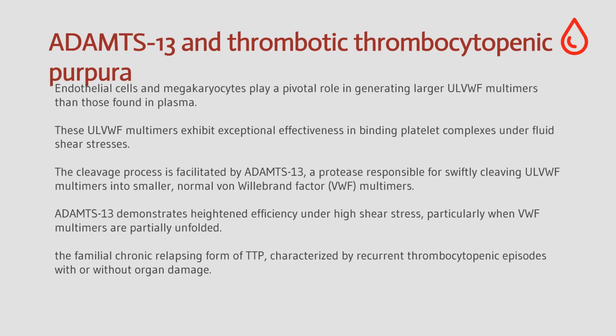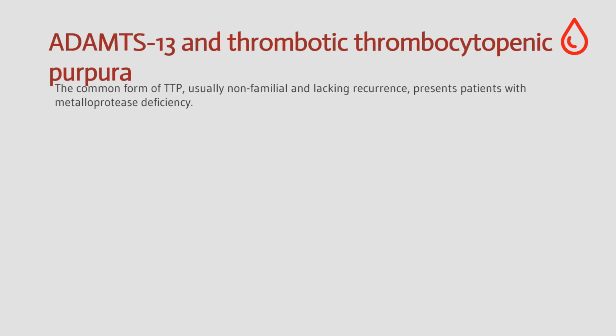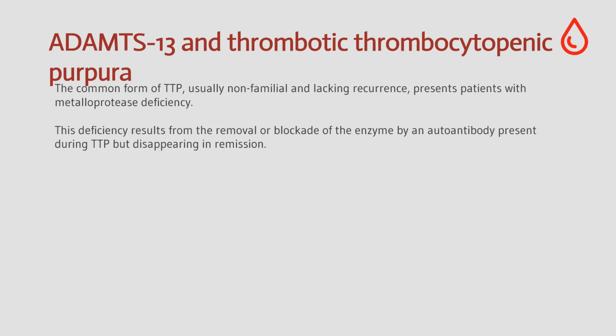Now, let's explore the familial chronic relapsing form of TTP, characterized by recurrent thrombocytopenic episodes with or without organ damage. This form exhibits a complete deficiency of the VWF cleaving metalloprotease. The common form of TTP, usually nonfamilial and lacking recurrence, presents patients with metalloprotease deficiency. This deficiency results from the removal or blockade of the enzyme by an autoantibody present during TTP but disappearing in remission. The ADAMTS13 assay is a diagnostic tool that measures the VWF cleaving enzyme.